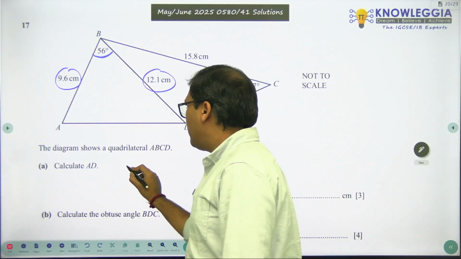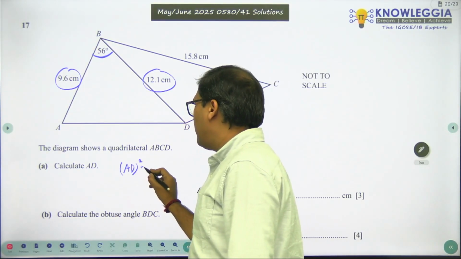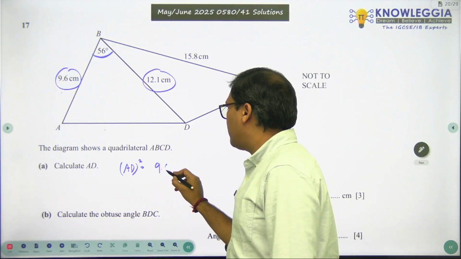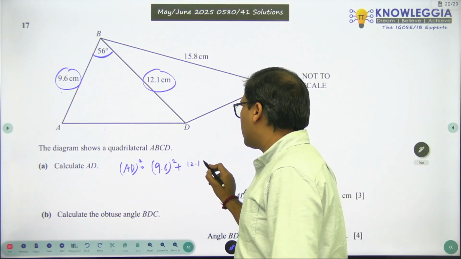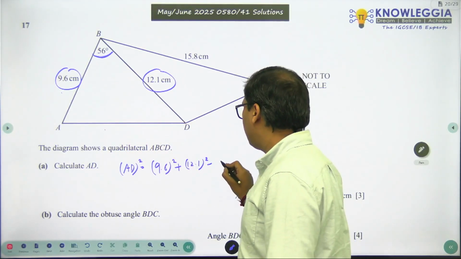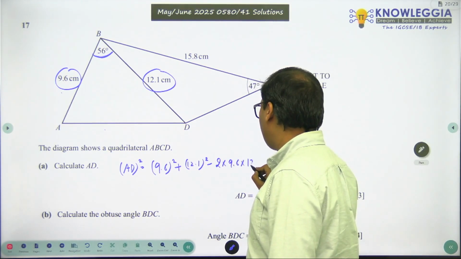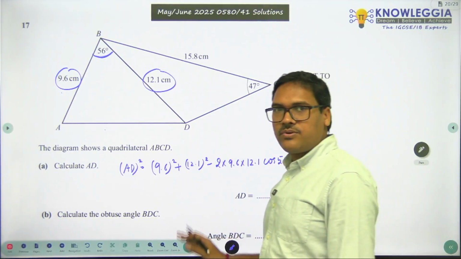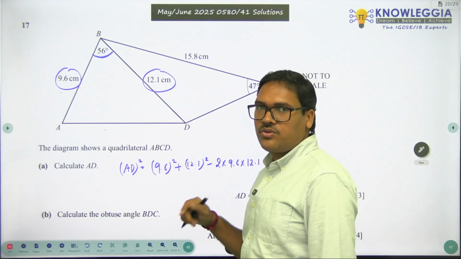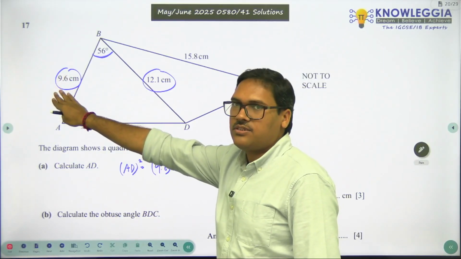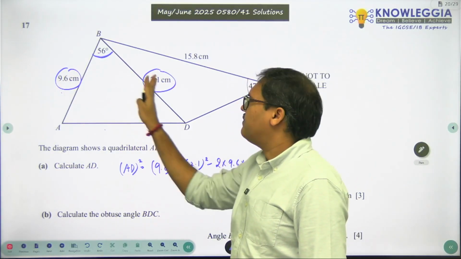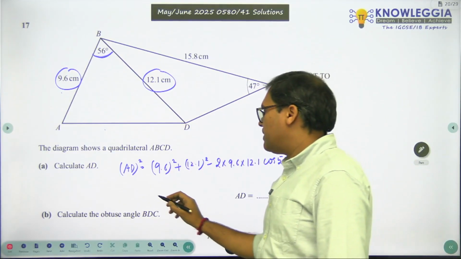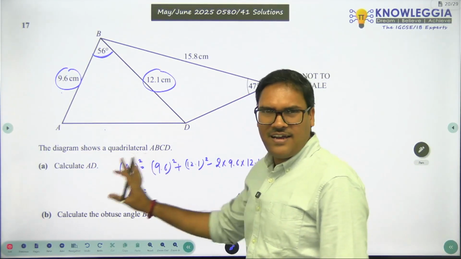So if you have two sides and the angle between them, to find the third side, the best way is to use the cosine rule. If I apply the cosine rule, AD square will be equal to the adjacent sides squared, that is 9.6 square plus 12.1 square, minus 2 into 9.6 into 12.1 into cosine of 56 degrees. This is how you can apply the cosine rule. AD is opposite to this angle, so AD square equals the squares of the adjacent sides, minus 2 into their multiplication into cosine of 56 degrees. Using this, you can easily find AD by taking the square root. Just put the values in the calculator and you will find it.